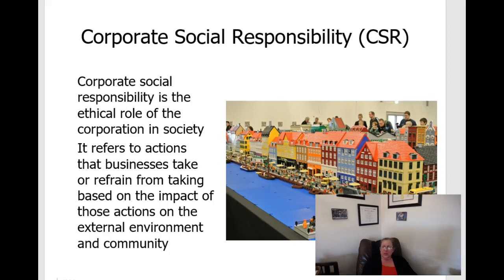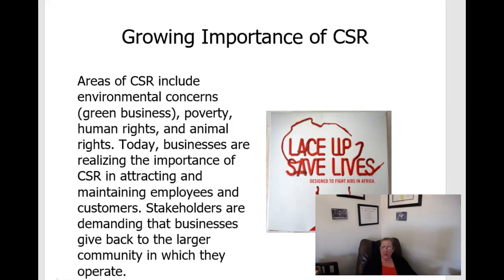Corporate social responsibility. This is the ethical role of the corporation in society. It refers to actions that businesses take or refrain from taking based on the impact of those actions on the external environment or community. Areas of CSR include environmental concerns, poverty, human rights, and animal rights. Today, businesses are realizing the importance of CSR in attracting and maintaining employees and customers. Stakeholders are demanding that businesses give back to the larger community in which they operate.